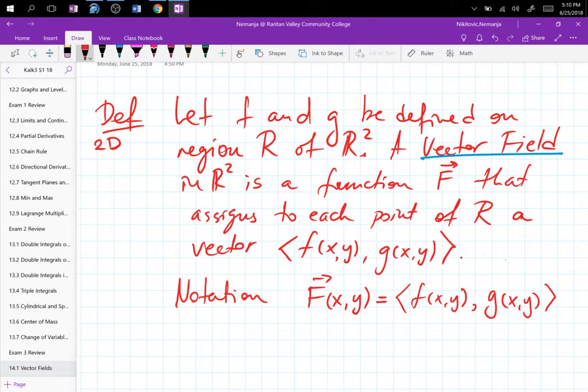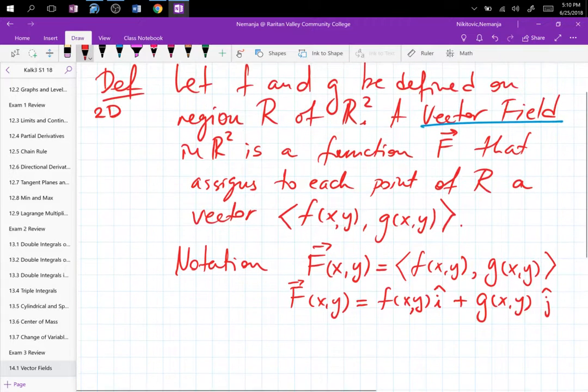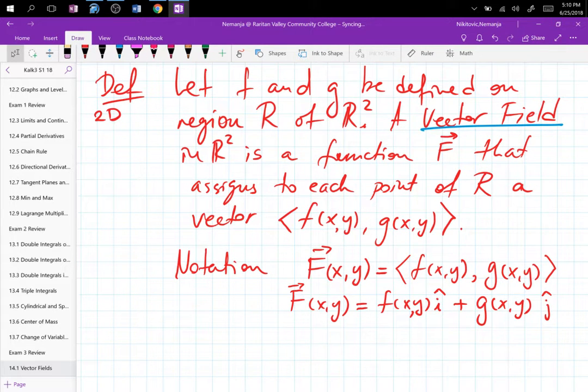We can also use the ij notation, right? So we can say it's just f of x,y i with the hat plus g of x,y j with the hat. So whatever notation you want. So this is the definition. It's simply the vector field, the function which assigns to each point in the region a vector.